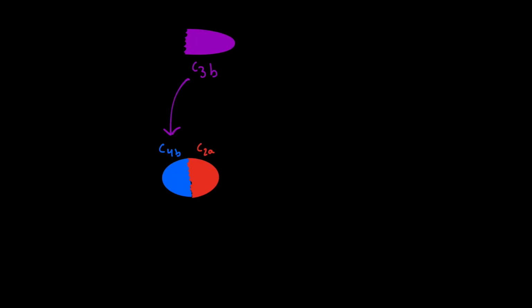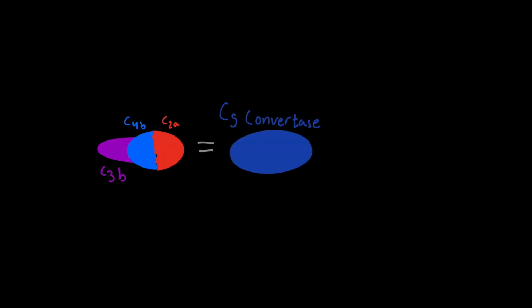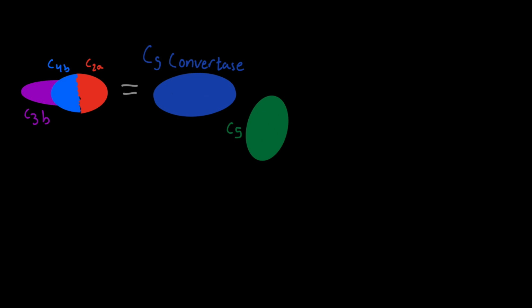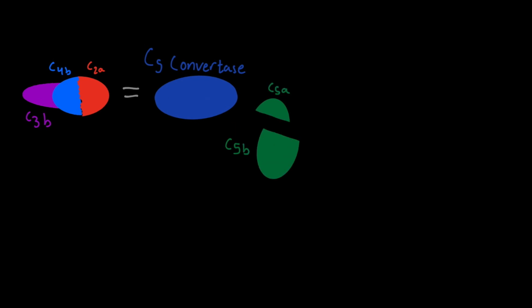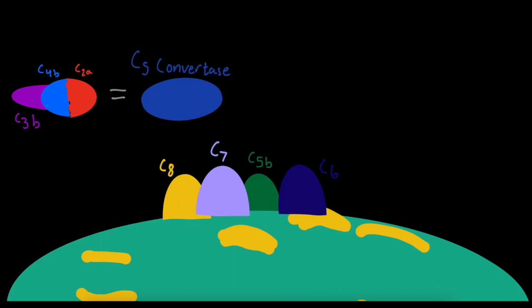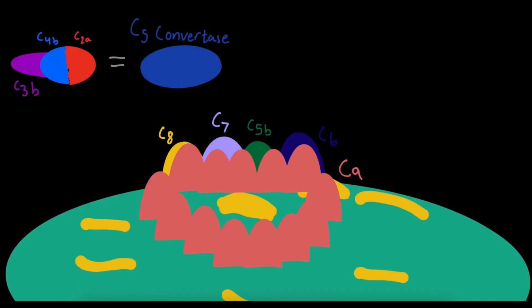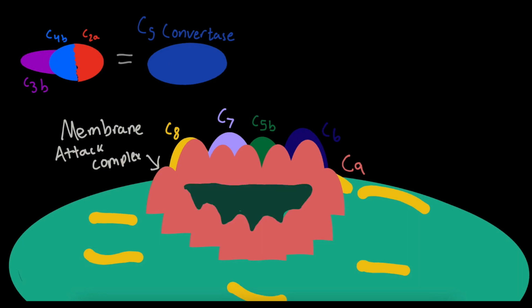Lastly, C3b will bind to the C4b2a complex, creating the C4b2a3b complex, which is the C5 convertase. This convertase will split C5 into C5a and C5b, in which C5b will bind to C6, C7, C8, and C9 to create the C5b-6-7-8-9 complex. This complex is known as a membrane attack complex, or just MAC for short.